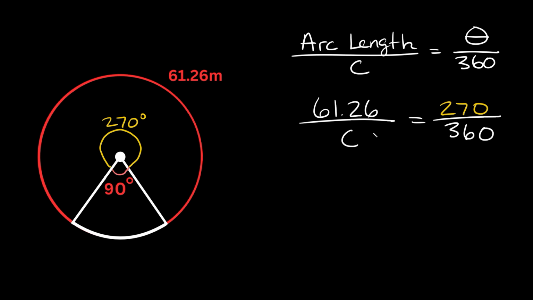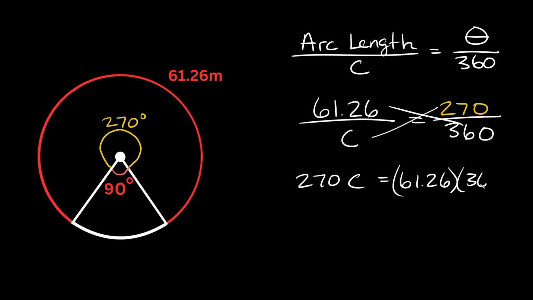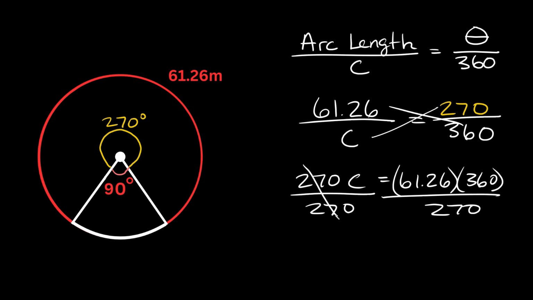Now to solve for C, again, we can cross multiply. So our first cross right here is 270 times C, and that's equal to our other cross, 61.26 times 360. Then to solve for C, we'll divide both sides by 270. Those cancel out, and we get that C is approximately 81.68. Our units are meters.